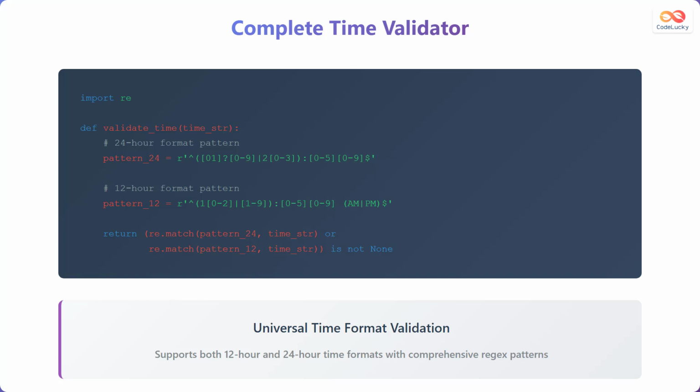The pattern for 12-hour format is '^(1[0-2]|[1-9]):[0-5][0-9] (AM|PM)$'. Use the re.match function to check if the time string matches either pattern. Return true if there is a match, otherwise return none. This complete time validator supports both 12-hour and 24-hour time formats with comprehensive regular expression patterns.